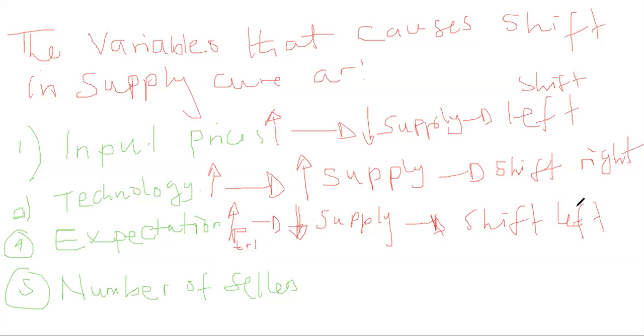What about the number of sellers? If there is an increase in the number of sellers, obviously it will lead to an increase in supply. An increase in supply means a shift to the right. So these are some of the variables that cause a shift in the supply curve.